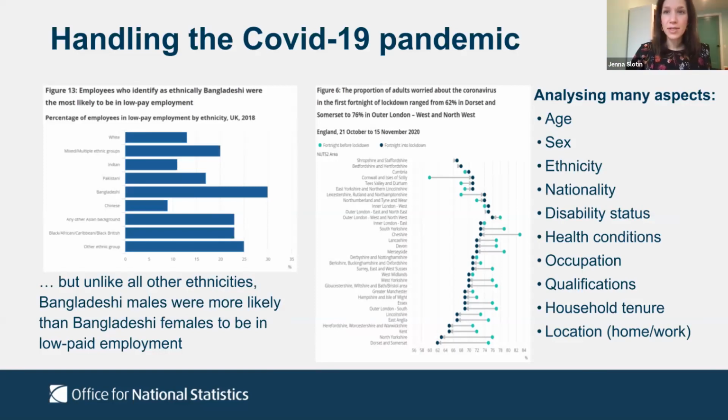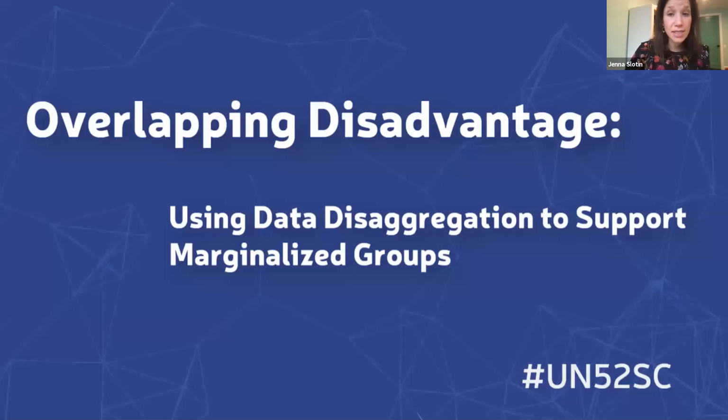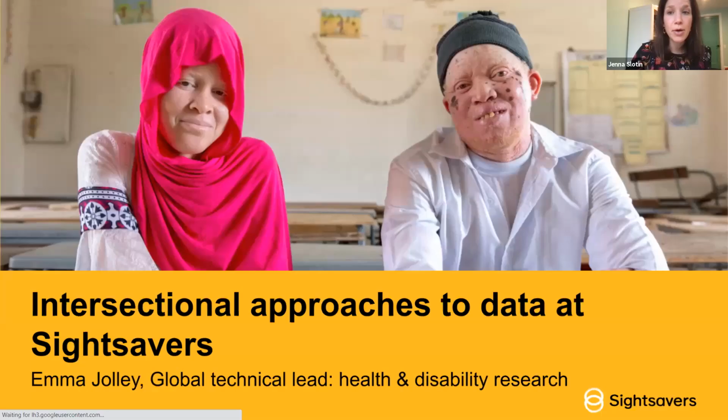Thanks so much, James. Really, really interesting work, and so many connections across different groups within the government, and very exciting to see. So now we're going to move over to Emma Jolly from Sightsavers, who's going to tell us a bit about how Sightsavers has been using disaggregation to understand the relationships of different intersecting dimensions to improve the inclusivity of their programs. Over to you, Emma.